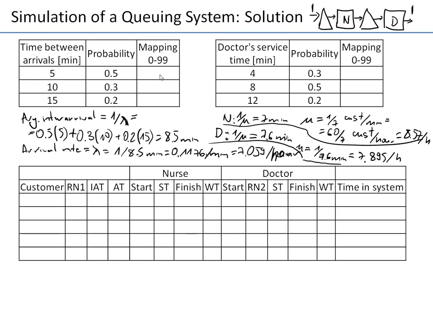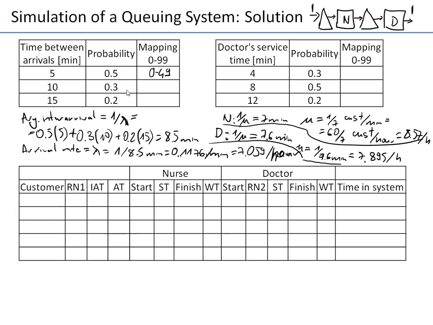For the simulation, in order to be able to generate random times between arrivals, we have to do the mapping. So we first have to assign or map numbers from a uniform discrete distribution between 0 and 99 to those 3 different times between arrivals. To have a 50% chance for 5 minutes, we need to assign 50 numbers out of 100, which means I take the first 50, from 0 to 49. These are mapped to a 5-minute inter-arrival time.